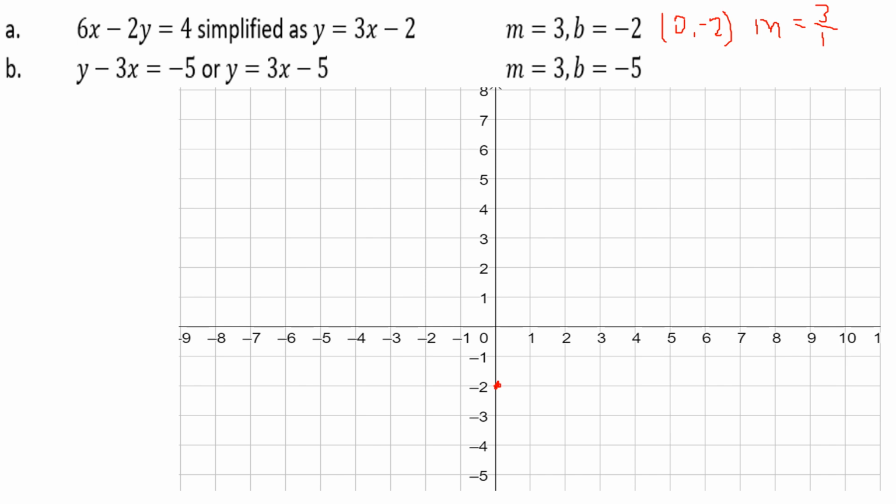Okay, so let's count 3 units upward. 1, 2, 3, and then 1 unit to the right. Then 3 units upward again. 1, 2, 3, 1. Okay. Next, let's connect these points to create a line.